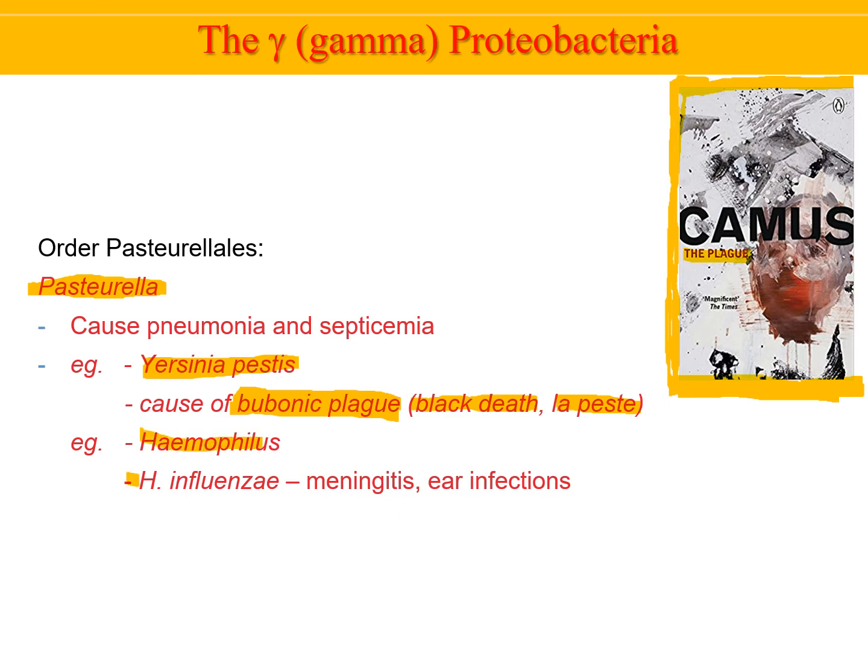Haemophilus influenzae can be the cause of meningitis. This, of course, would be a non-meningococcal meningitis. Meningococcal meningitis is, of course, caused by Neisseria meningitidis. Haemophilus influenzae is the cause of non-meningococcal meningitis.